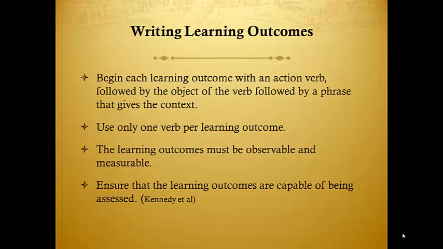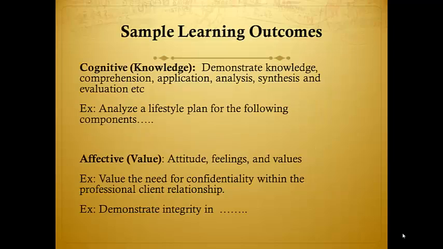When you're writing a learning outcome, you begin each learning outcome with an action verb, followed by the object of the verb, followed by a phrase that gives the context. You use only one verb per learning outcome. The learning outcomes must be observable and measurable, and ensure that the learning outcomes are capable of being assessed. There are three types of learning outcomes that are designated from Bloom's taxonomy, and these are the knowledge, value, and skills.